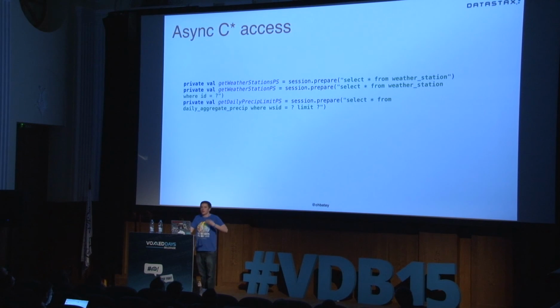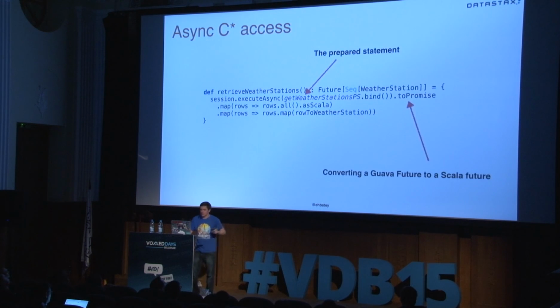Let's start seeing how we'd interact with Cassandra. So the Cassandra code in here is actually the Java API. Apart from the left-hand side where you see funky things like val, this would look the same in Java. So we can prepare statements inside Cassandra, just like you can, say, in a relational database.